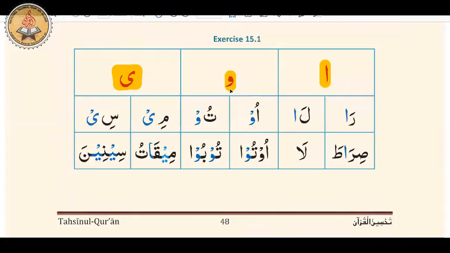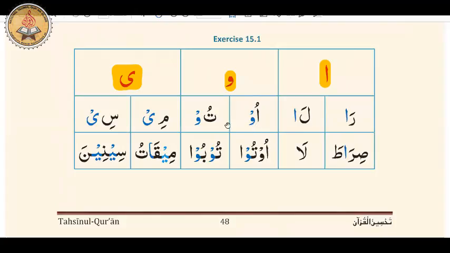Moving on to vaw madda. Over here you have an alif with a dhamma on top of it, followed by a vaw madda, or a vaw with a sukoon on top of it is a vaw madda. Okay, so this would be said for 2 seconds. So you would say oo, oo.